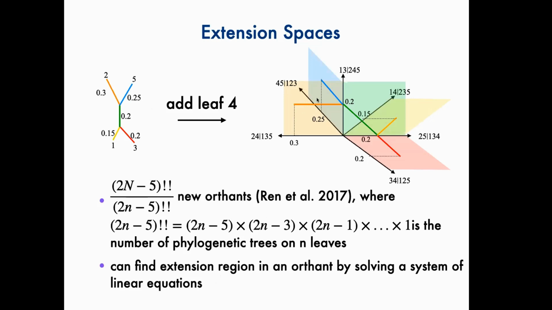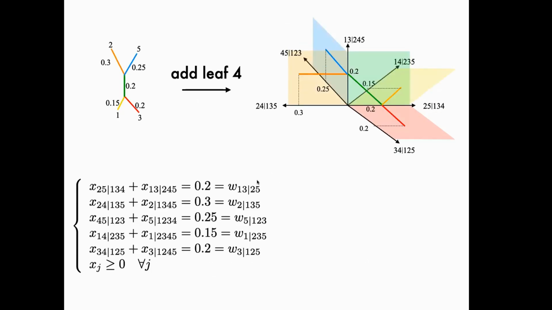And then within an orthant, so if I'm in the orange orthant, say, I can find this region by solving a system of linear equations. And these are actually all the equations for the different edges. So if I'm adding leaf 4 somewhere along here, or maybe let's think about it along the green one, if I'm adding leaf 4 here, I just have to make sure that the 2 new edges I make add up to the sum of the old edge, right? And that's why I'm getting this diagonal line here.